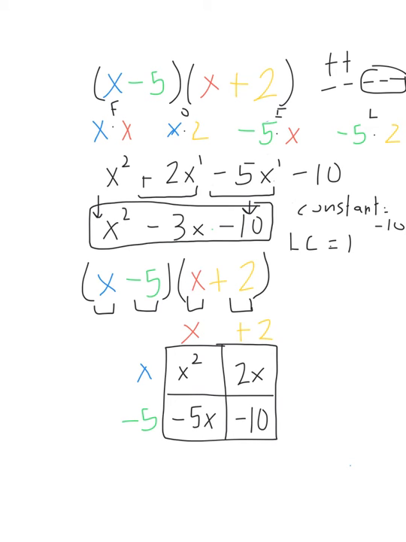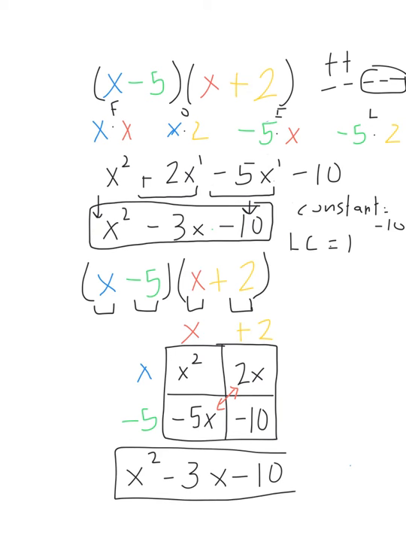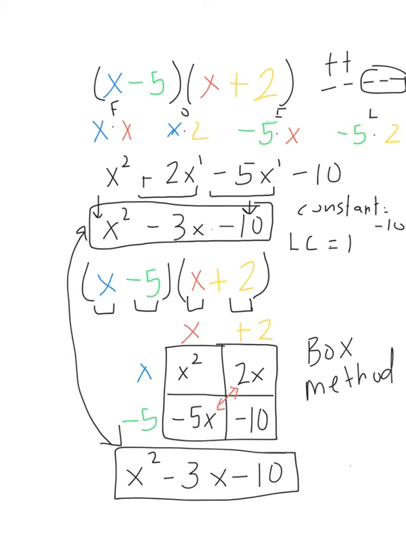So you could see that the diagonals are the like terms, 2x and -5x. If you combine those two x's, you get x squared minus 3x minus 10. So you could see that these two are the same, no matter if you use the box method, which is the method that we just did, or if you use the FOIL method.